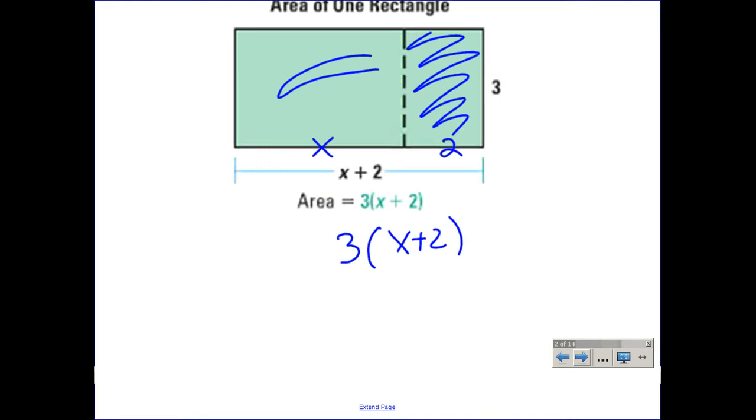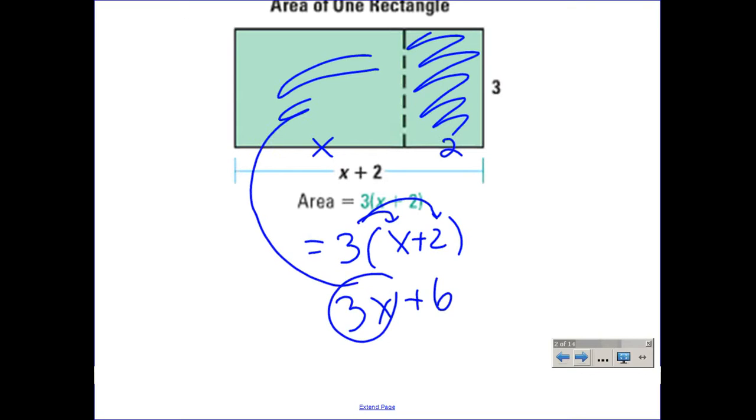right? So if we're looking at the distributive property, what's 3 times x? It's 3x, right? And if I did that, but with the other piece, what's 3 times 2? 6. So there's the 6 part. This area represents this piece. This area represents that piece.